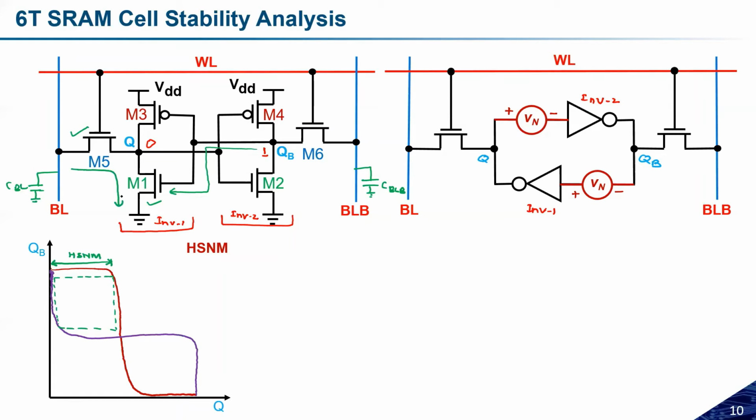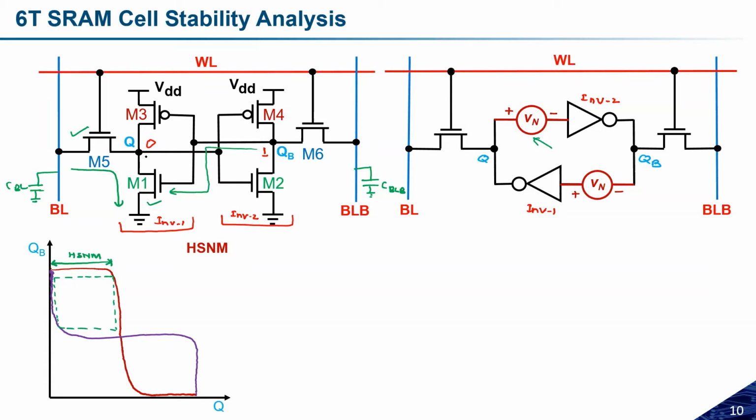During this read operation, these capacitors are discharging through M5 and M1, and I'm increasing this noise Vn. If I'm increasing this noise Vn, the stability will not be the same, the characteristics will not be the same.